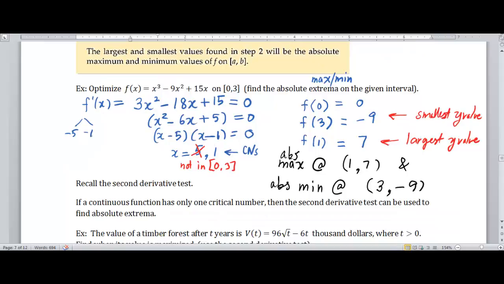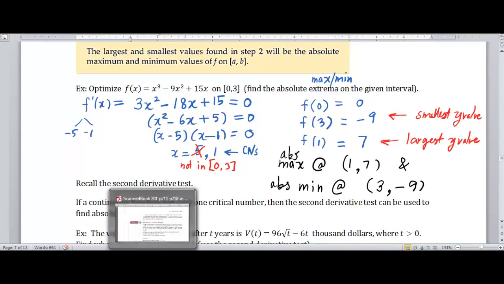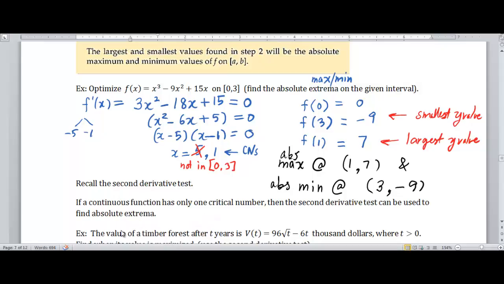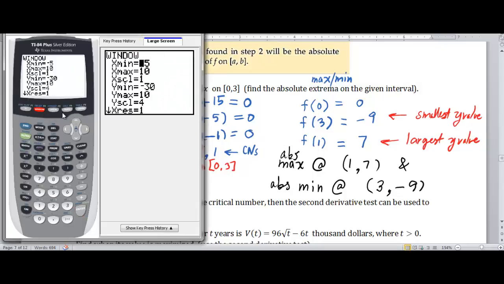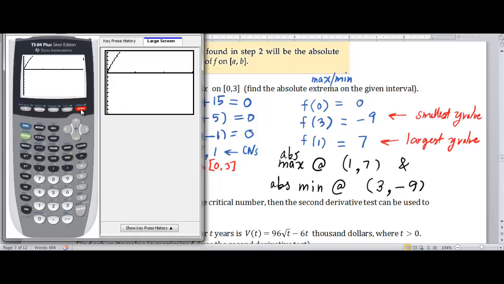And we can always graph this and check. So let's do that. I already have this in y equals. Okay, let me change my window to look at from 0 to 3. And my y min should go from, let's say, negative 10 to 5. We'll go by ones. Okay. So that is what that function looks like.